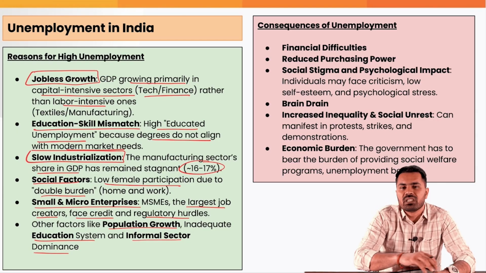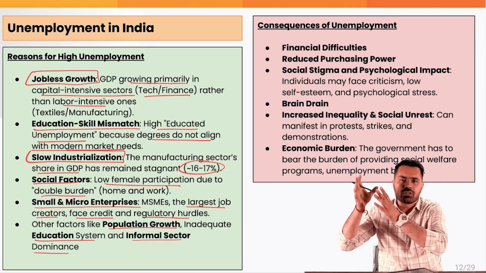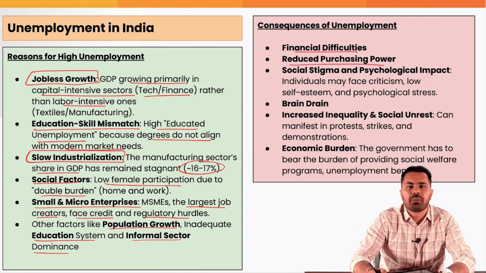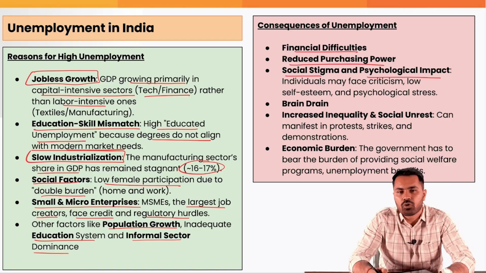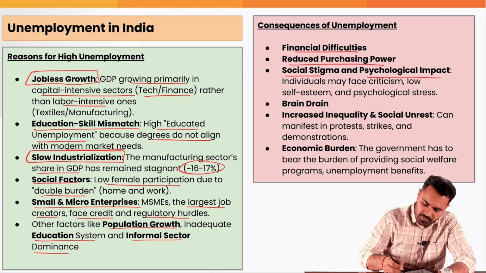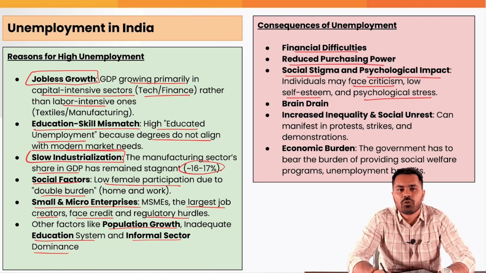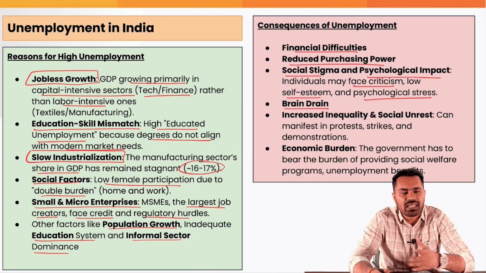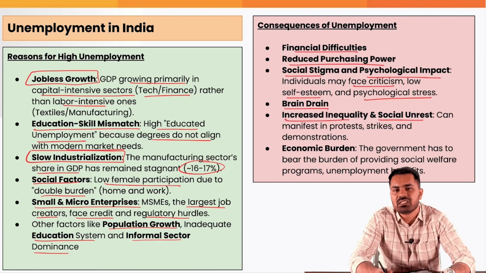What will be the consequences of this unemployment? The consequences will create a kind of loop. The reasons will lead to consequences, which will further lead to those reasons. Financial difficulties for poor people, reduced purchasing power, like how people are shifting back to the rural areas, social stigma and psychological impact on individuals who are already, let's say, in their 30s but still do not have a job. Individuals face criticism, low self-esteem and psychological stress from the society, which keeps on asking when will you get a job. Similarly, a lot of brain drain may happen. Individuals may migrate to another country to work. Then increased inequality will be there, and social unrest can be seen because of it.